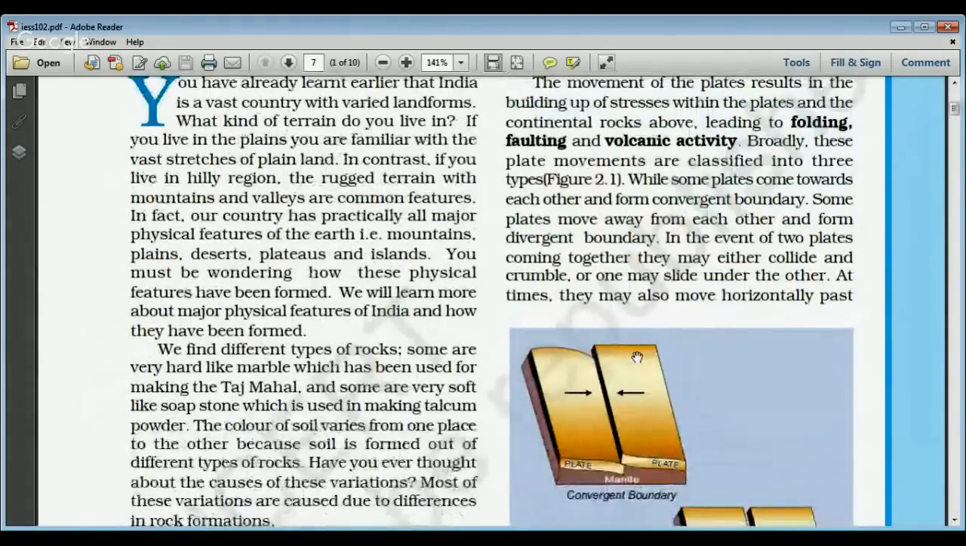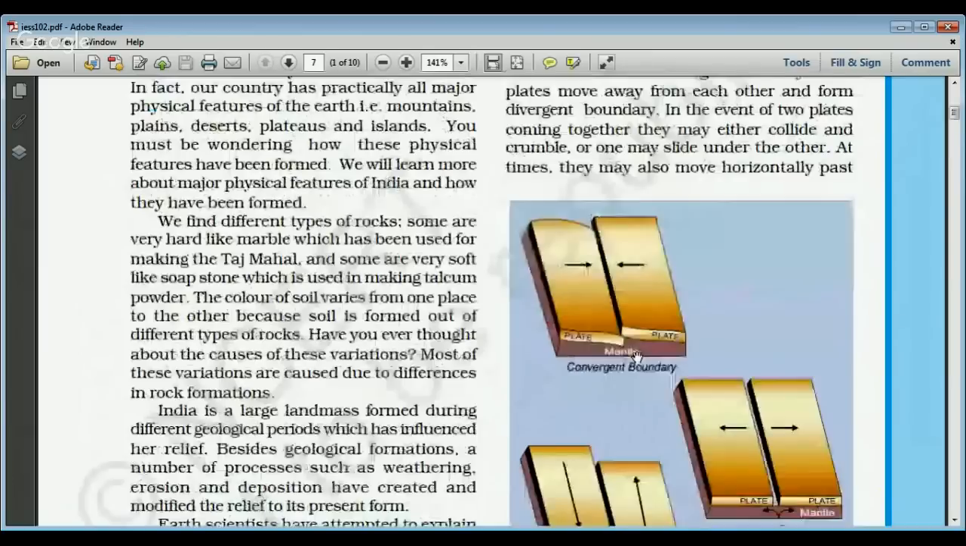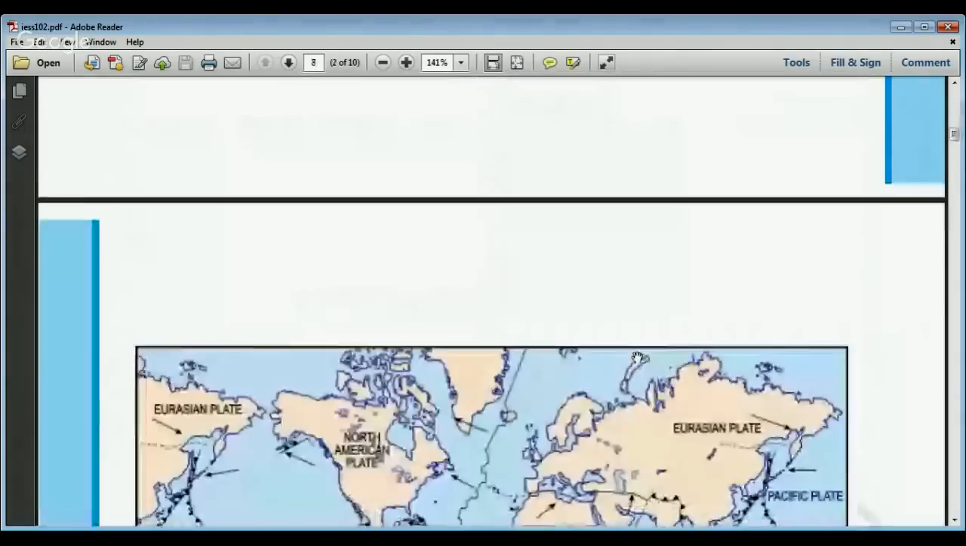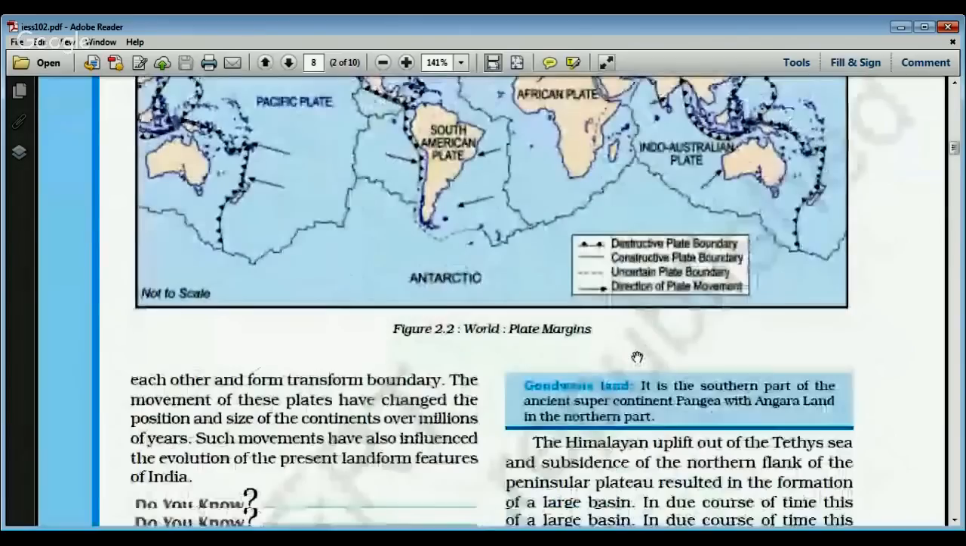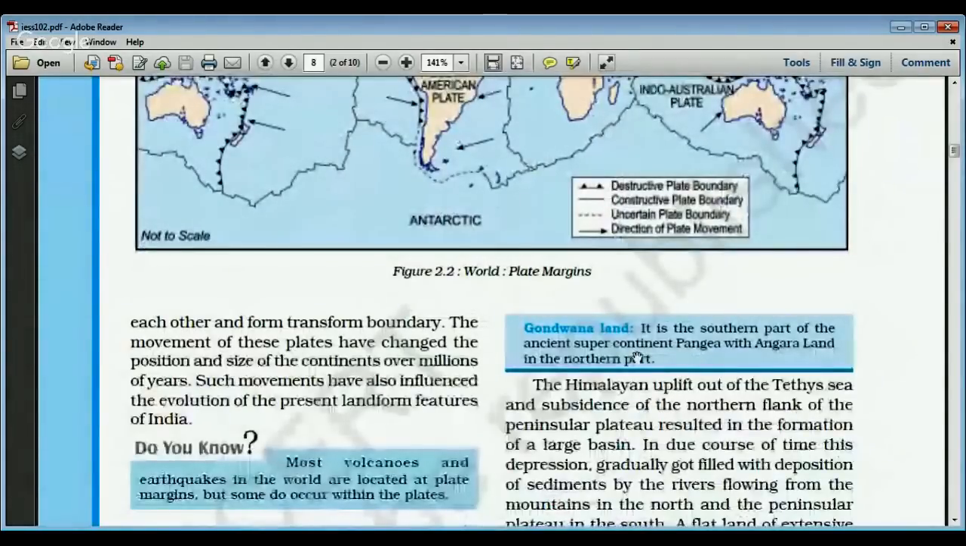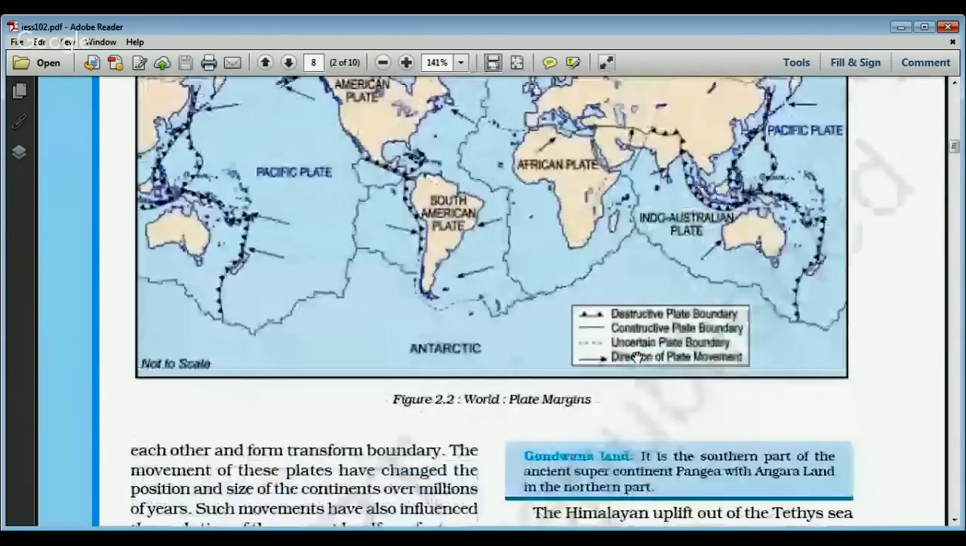Then the third interaction among the plates is known as the transform boundary, when both plates try to move horizontally, and they pass by each other. Then they form the transform boundary. The movements of these plates have changed the position and size of the continents over millions of years.